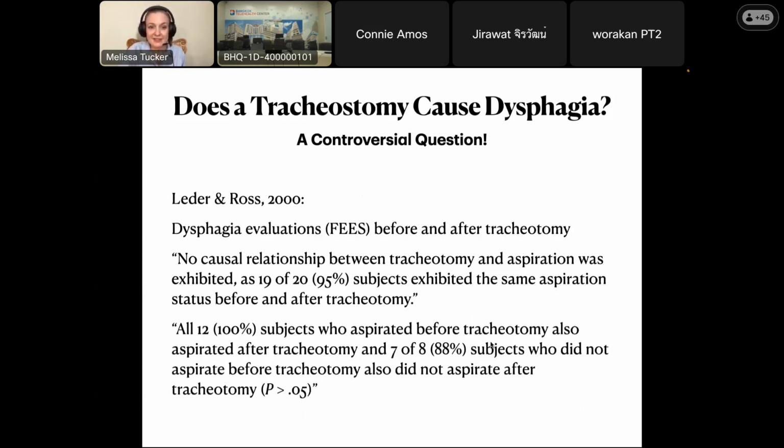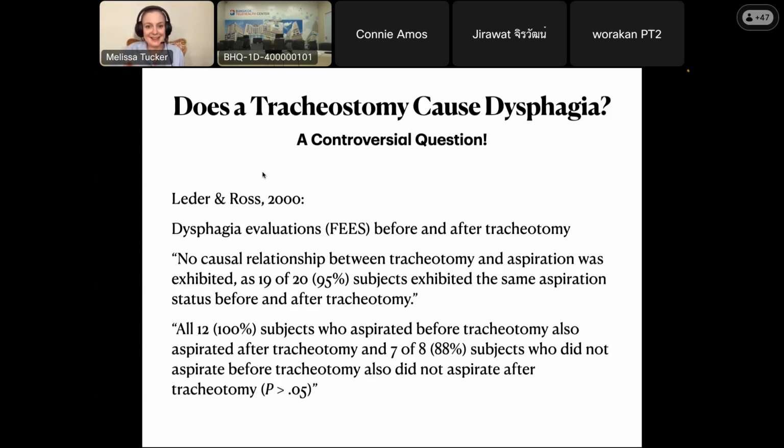Again, Steve Leder and his colleague, a medical doctor, Dr. Ross, looked at a group of patients in 2000. They did FEES before and after the tracheotomy on 20 critically ill patients.